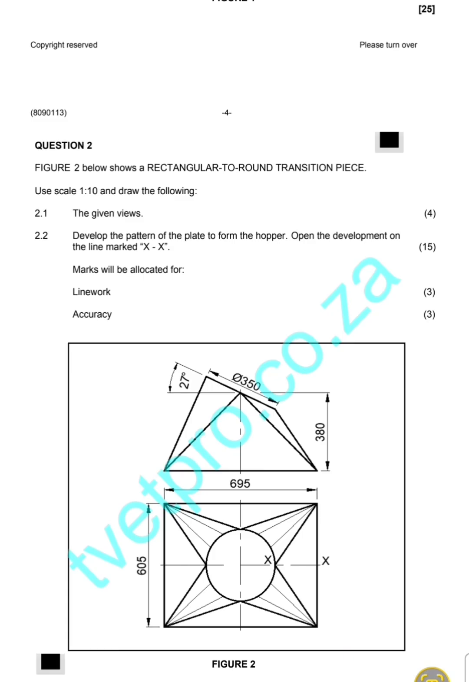Today we're gonna be dealing with a rectangular to round transition piece from the 30 July 2025 question paper. Here's the given scale, 1:10. You have to draw the given view and develop the pattern of the plate to form the hopper. Open the development on the line marked XX. So here's the question, guys, and now we are about to do it.